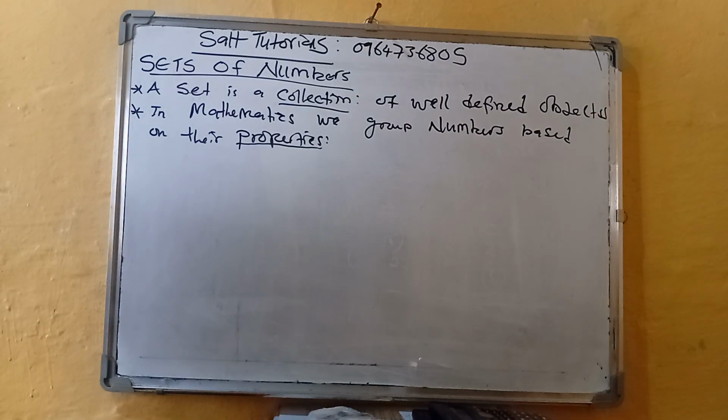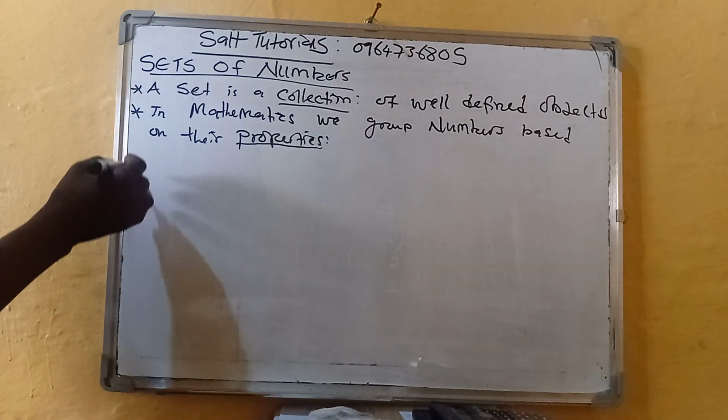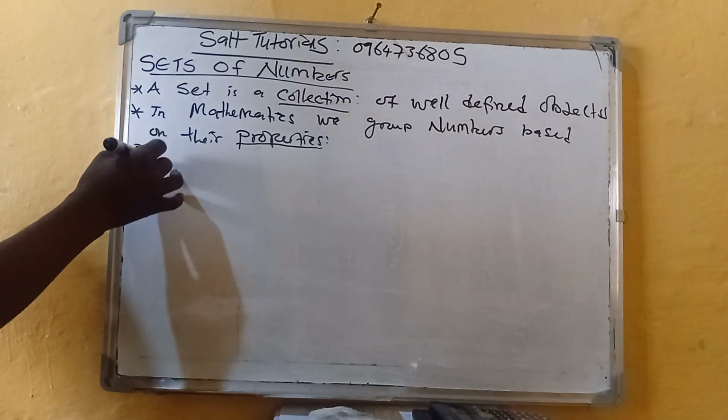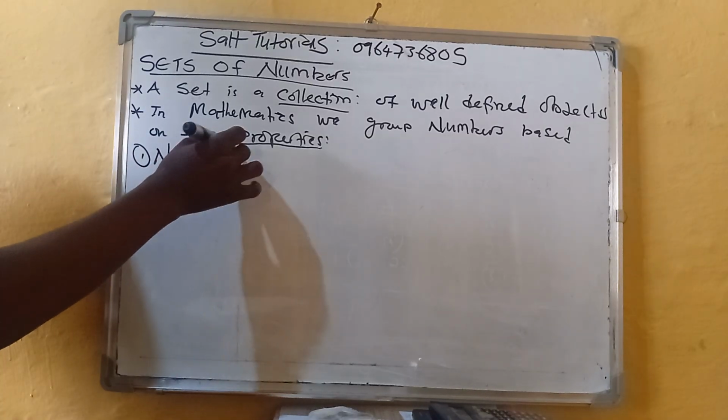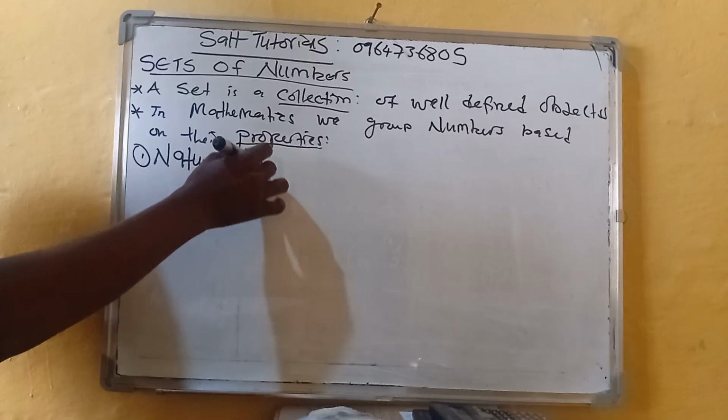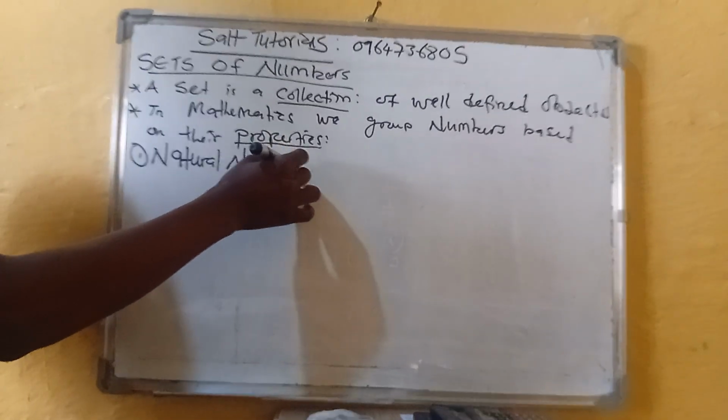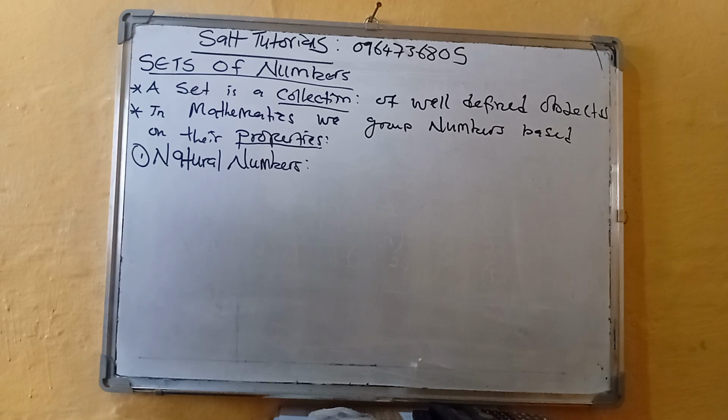So this is the lesson we're having today, where we're trying to understand some concepts of sets of numbers. I'll try to explain all of them in this lesson. Number one, the first concept, is called the natural number set. So we have the concept of natural numbers there. Now the question is, what is a natural number?